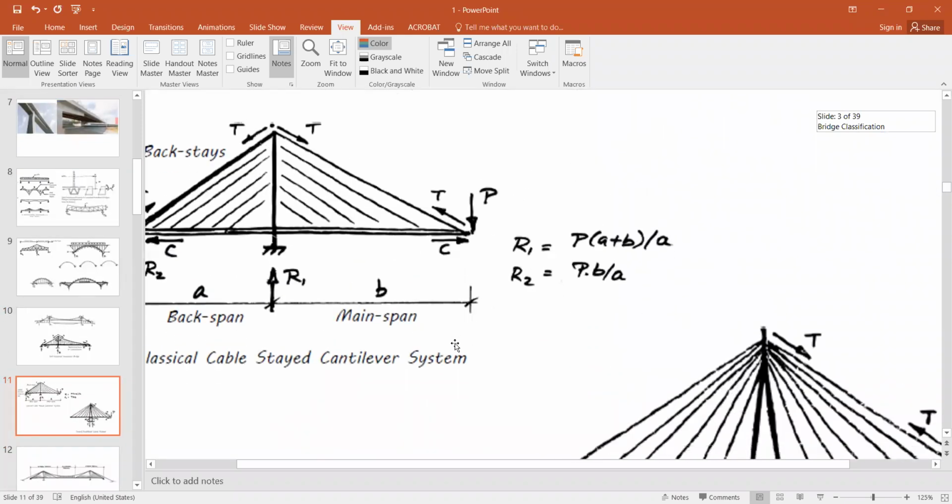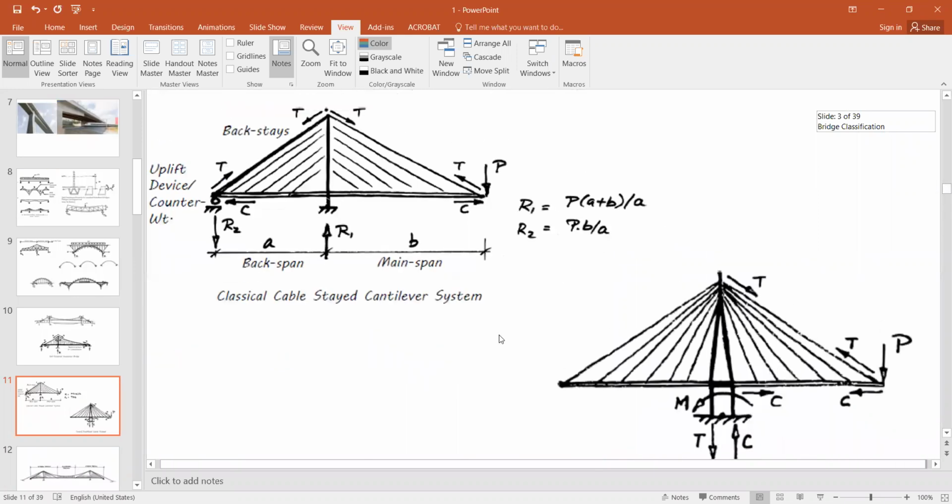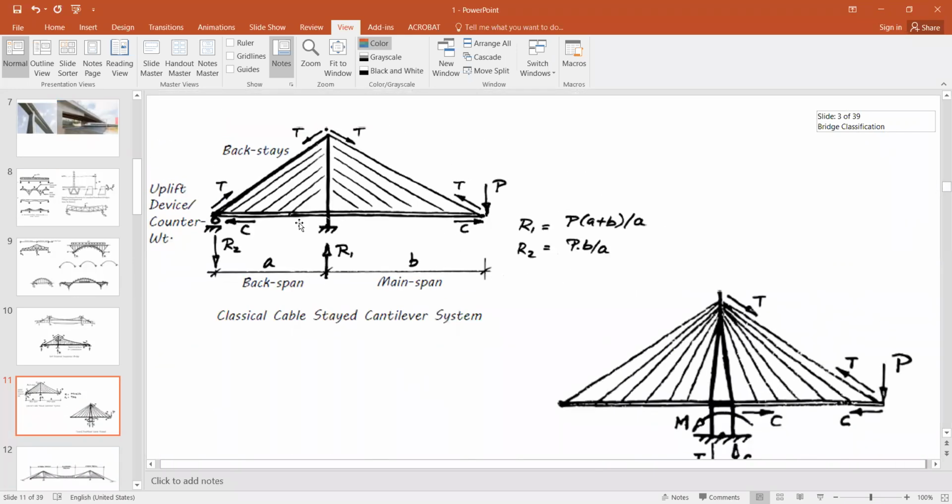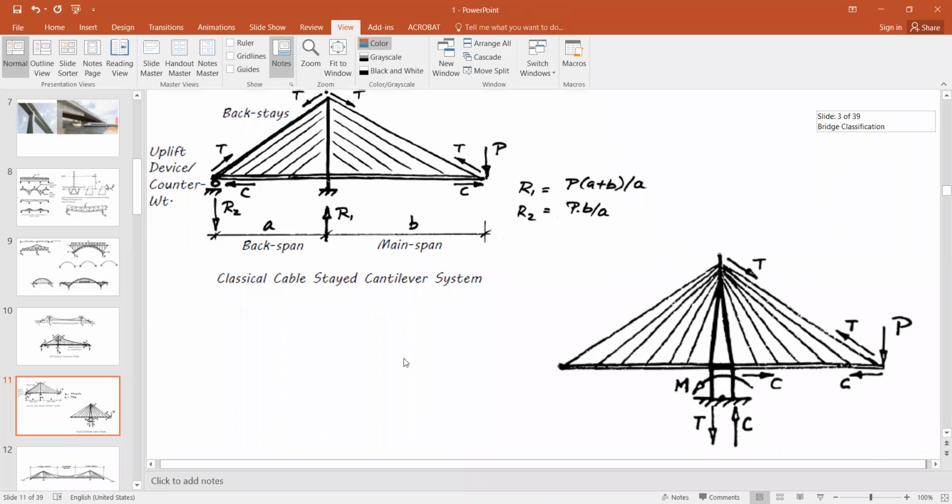This is another version of bridges. This is a cable stayed bridge. In the cable stayed bridge, as you can see, it is basically a cantilever type of structure. Just like the truss bridges, we have a cantilever span and a back span. So this is how the force transfer mechanism occurs in these types of bridges.